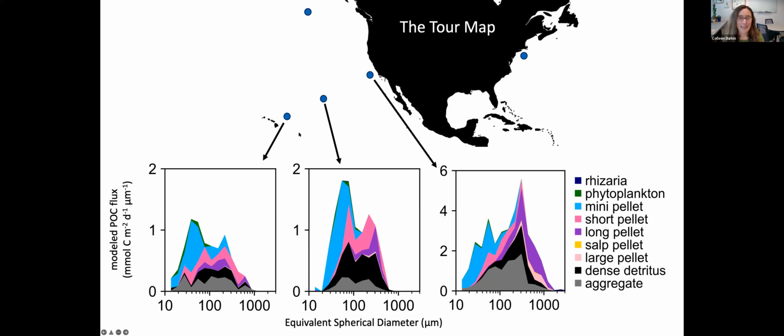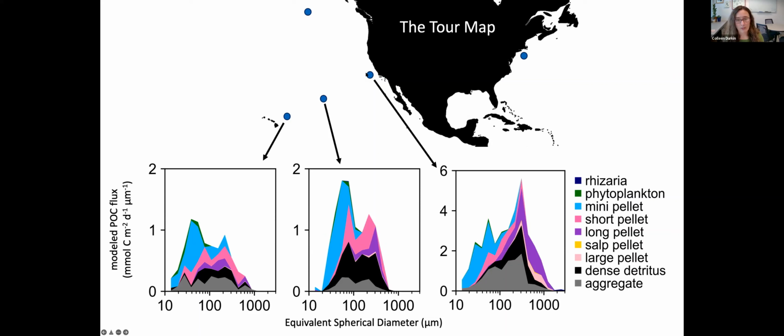Oh, here we go. So now what I'm showing you is that model of POC flux on the y-axis, and the x-axis is the equivalent spherical diameter. At these two oligotrophic locations, the particle sizes were all less than 1,000 microns. And you can see that when we get to particles smaller than 100 microns, they're largely composed of things like mini pellets.